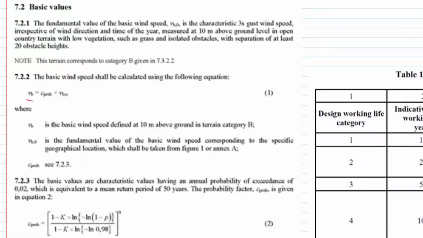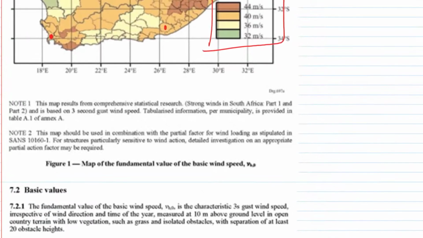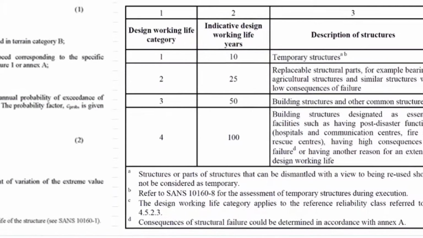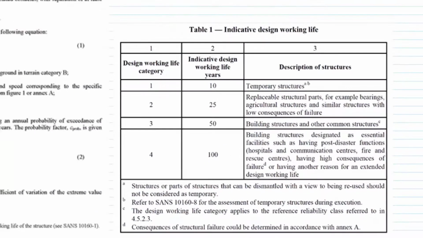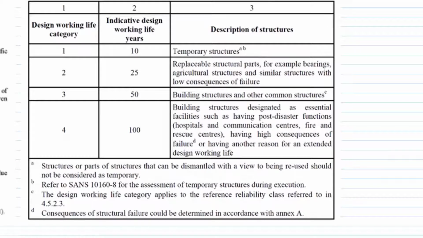So then the basic wind speed is a probability factor times the basic wind speed, VB naught, determined above. Here's VB naught. And this is dependent upon the return period or the indicative design working life. Depending on what you're designing, you're going to end up with different return periods. And this table I'm looking at here comes from SANS 10160 Part 1.